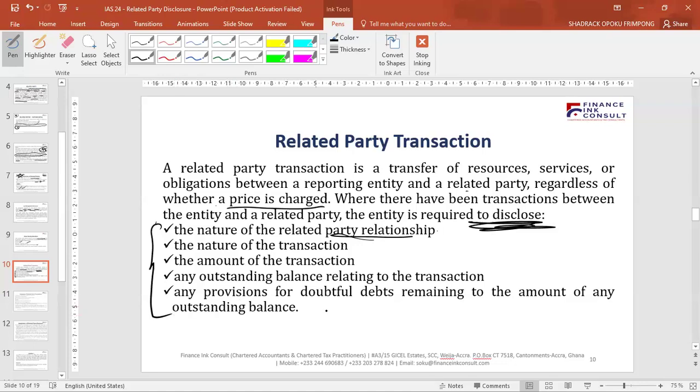Any provisions for doubtful debt relating to the amount of any outstanding balance. Once again, if you sell goods to your man, I don't know for you guys, but for me, I think I already have like 10%, 20% bad debt already incurred because they will give me stories. They will give you stories like the birth of Jesus Christ. They will narrate everything point on point. So you'll be forced to give out discount and other things, right? So if such thing transpires between you and your parent company, you have to do what? You have to disclose it.